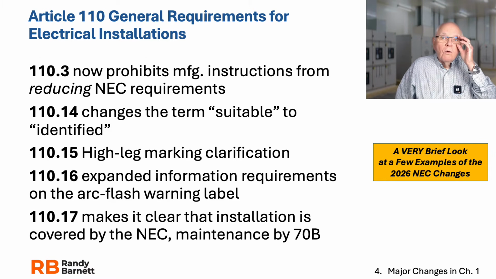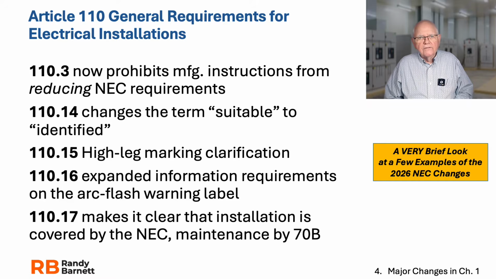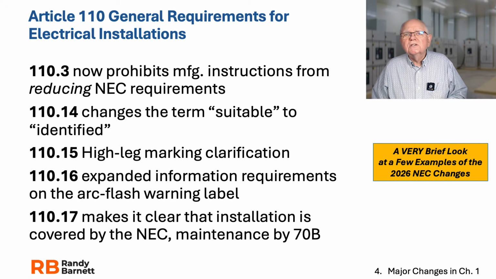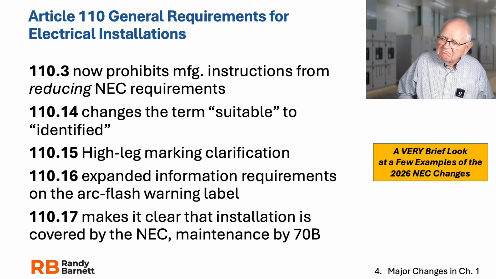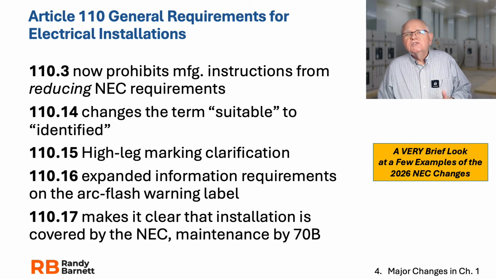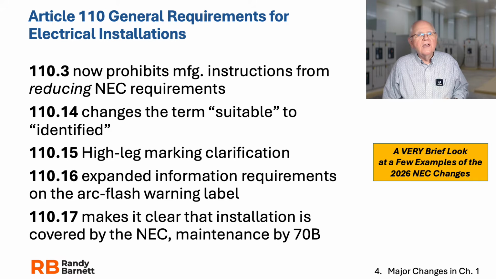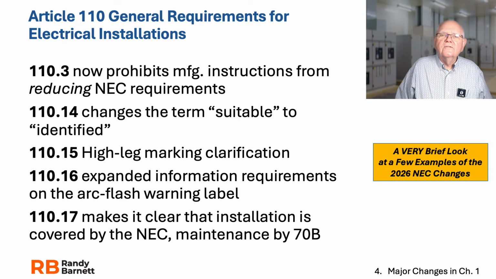Take a look at Article 110. Article 110 is general requirements for electrical installations. Now let's look at some of the specific changes in the code, and we'll do that for the rest of the presentation. 110.3 now prohibits manufacturer's instructions from reducing NEC requirements. Okay, should make sense to us. The term suitable in 110.14 has been changed to identified. Once again, suitable is kind of a nebulous term. Well, it's suitable to me. Why isn't it suitable for you? Okay, so now it says it has to be identified. And we do have a definition in Article 100 for identified, don't we?